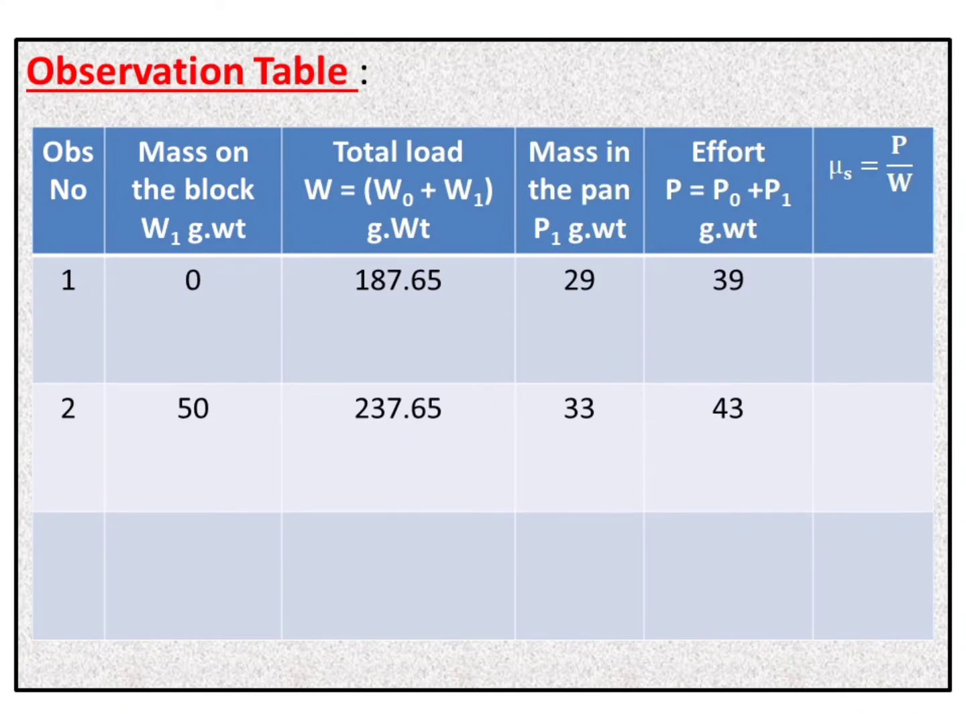For the next observation, we have added mass on the block, that is W1 is 50 gram. Then the total load W is equal to 187.65 plus 50, which is equal to 237.65, and then the mass in the pan, which is P1, is equal to 33. Then the effort, which is 10 plus 33, is equal to 43.